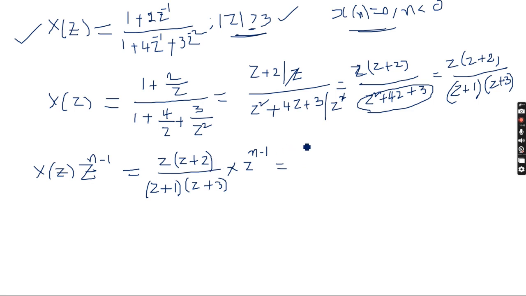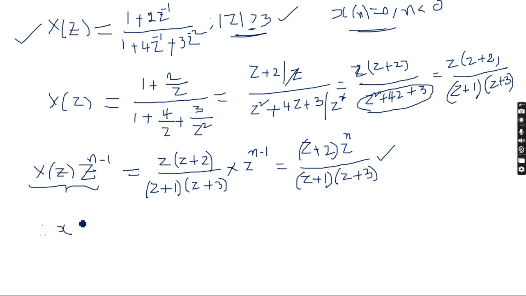So (z plus 2) into z power n by (z plus 1) into (z plus 3). So this is the third step. Then how many poles are there? 2 poles. One is z equal to minus 1 and the other is z equal to minus 3. So you have to find out the value of this at each pole and take the sum. So that is x of n.